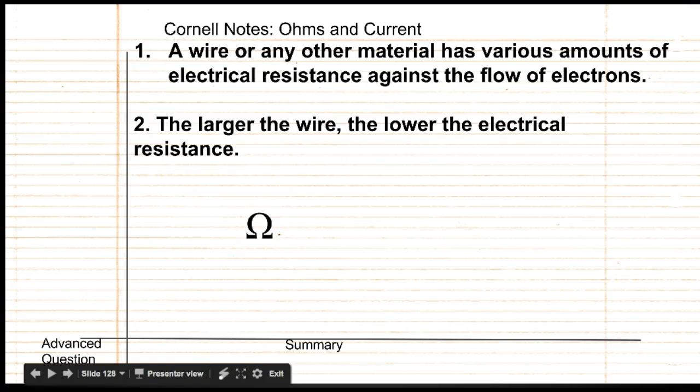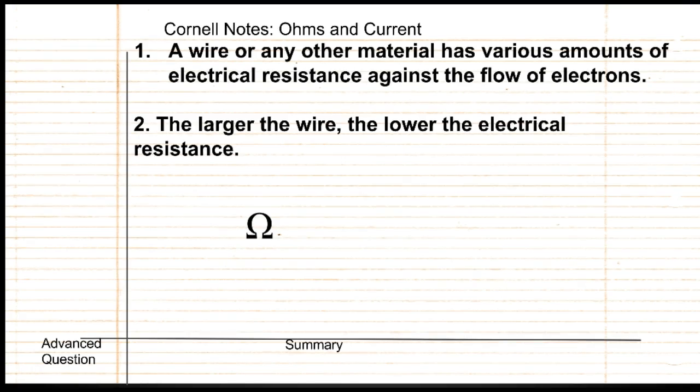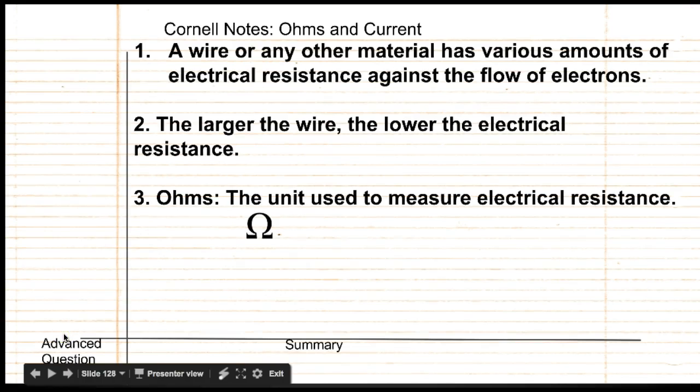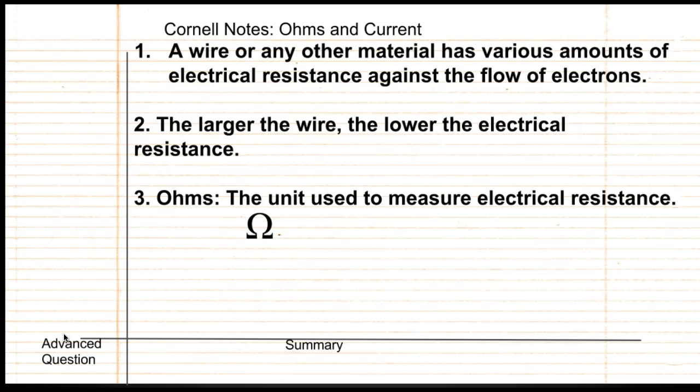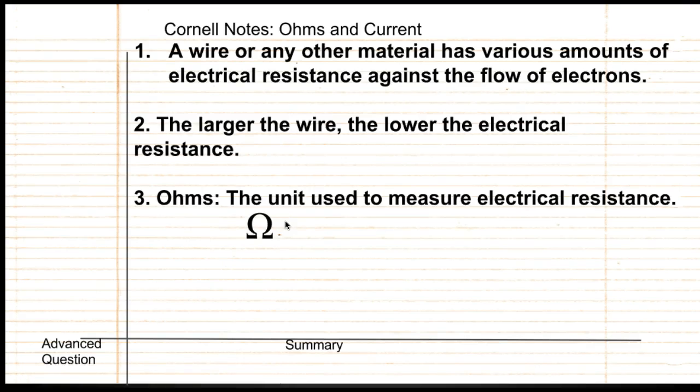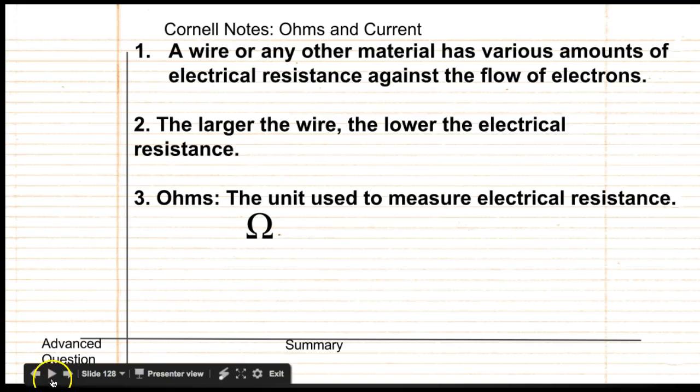Okay, you ready? Moving on to three. For number three, write ohms. So ohms are the scientific unit used to measure resistance. They have this symbol right here. Oops. So go ahead and write this symbol too. So whenever you see the symbol, they're talking about electrical resistance. Go ahead and come up with a question for three.